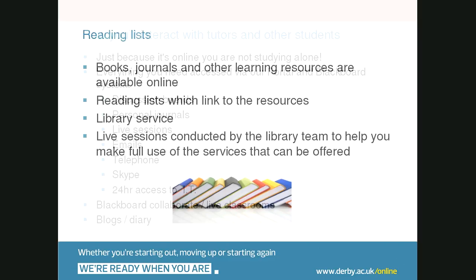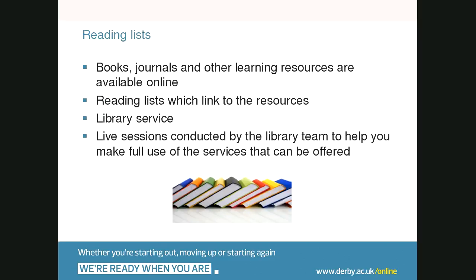Reading lists and book resources are available online. As program leader for the on-campus provision for 5 years, I've worked very hard, and every book I buy on campus has also been bought electronically. So we have a wealth of resources all available online, so you can go in any time of day and access books, journals, and other learning resources and guides to help you navigate the University of Derby library system. We also provide reading lists which link up directly to the resources.